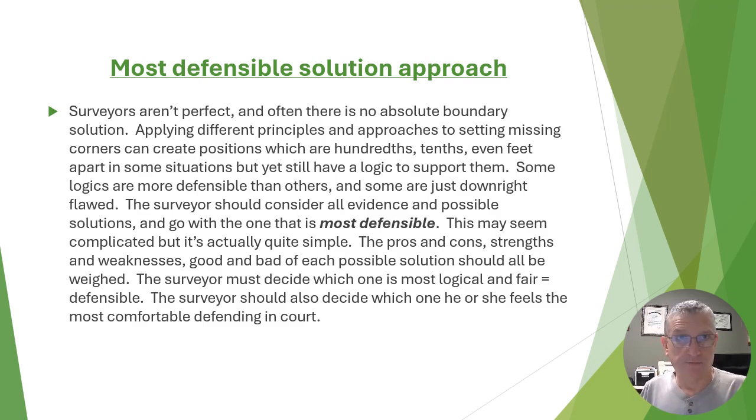The most defensible. So for example, if a missing corner is supposed to lie north 55 degrees east 100 feet from a rock, you may go out there and set a pin north 55 east 100 feet from the rock, and that would be a defensible position. You could defend it by saying that's what the deed says. But is it the most defensible?